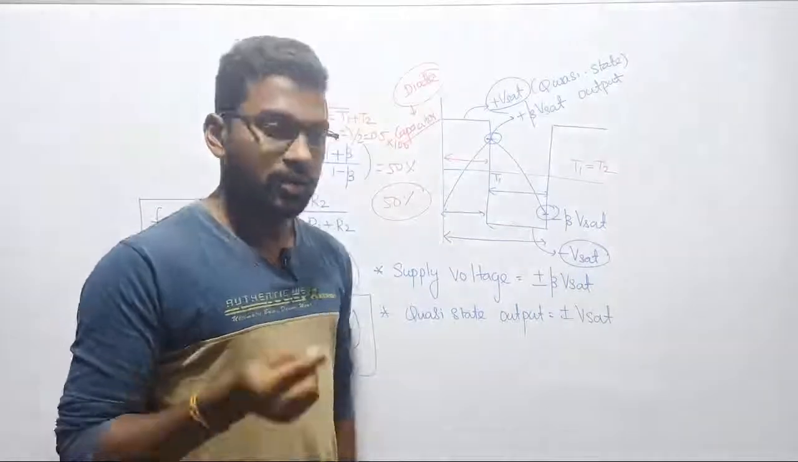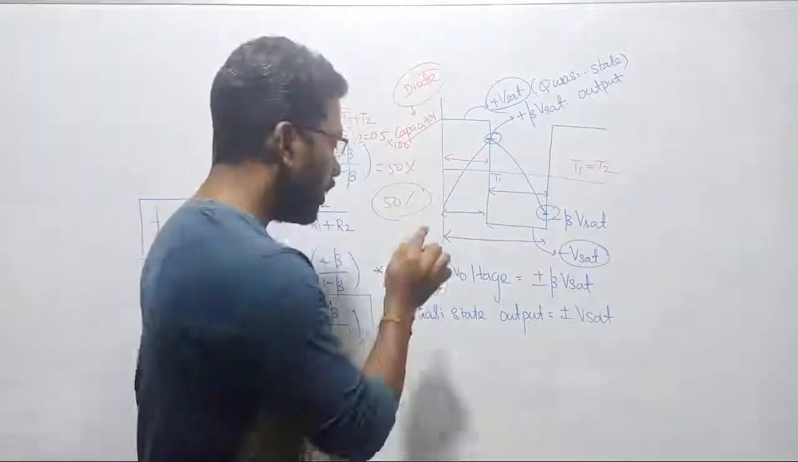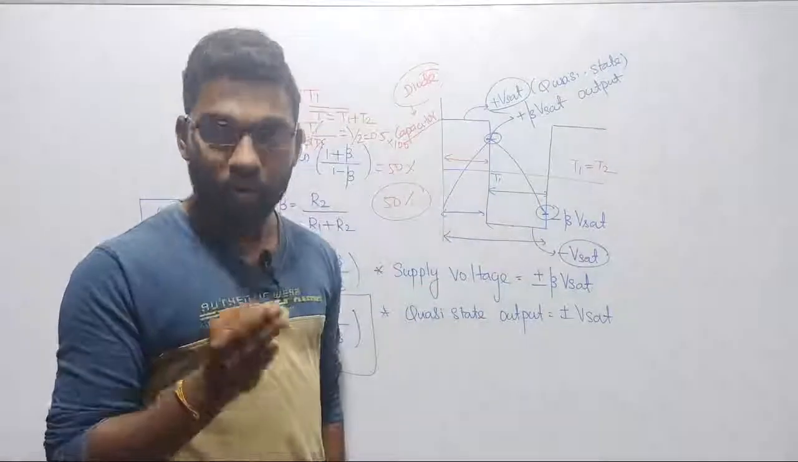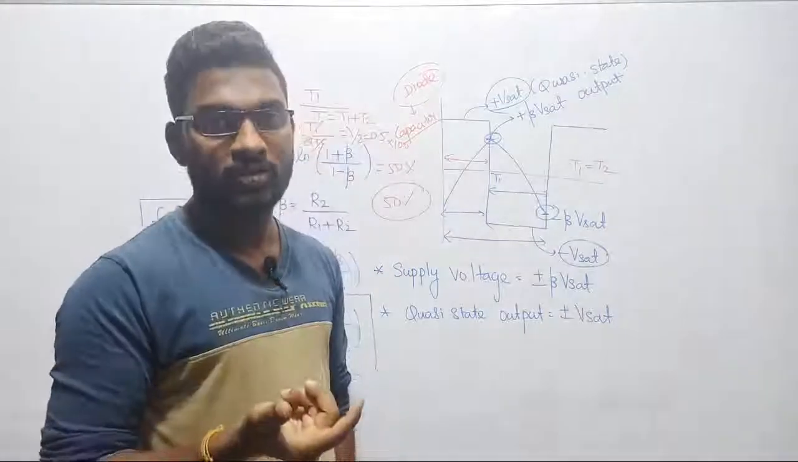Okay, fine. The conclusion is, in the case of the astable multivibrator, one thing I would like to conclude: both input and output states are called quasi state only, but on the output side this plus or minus V set is going to be the quasi state output.